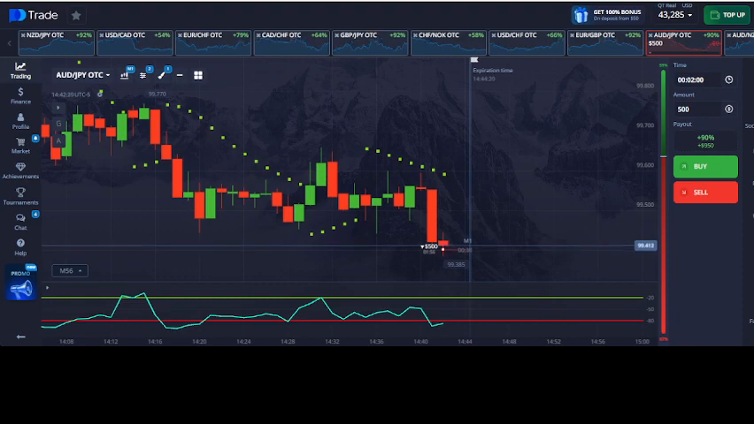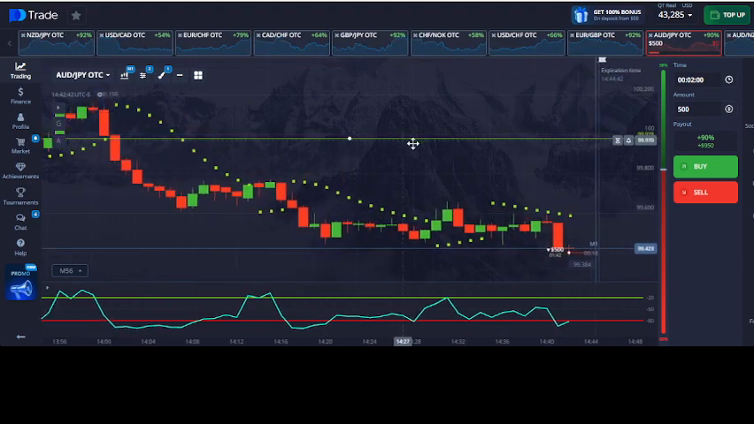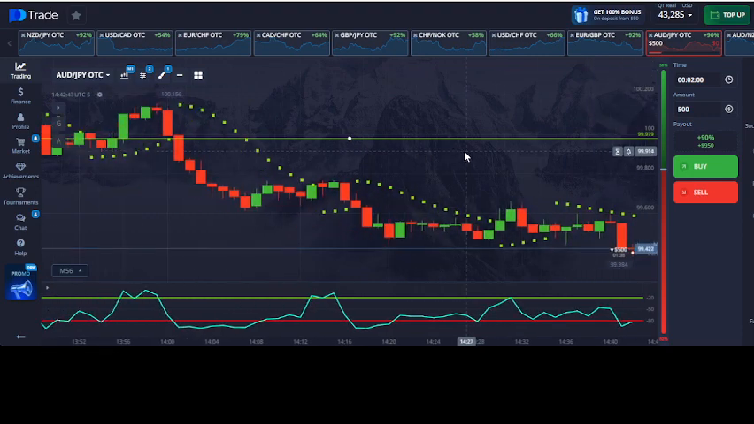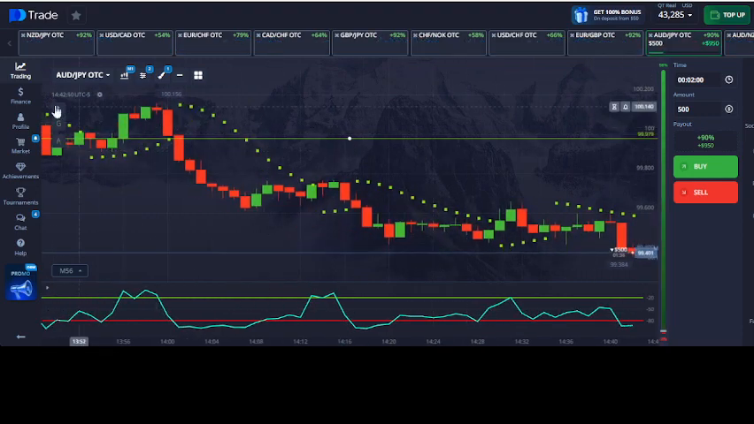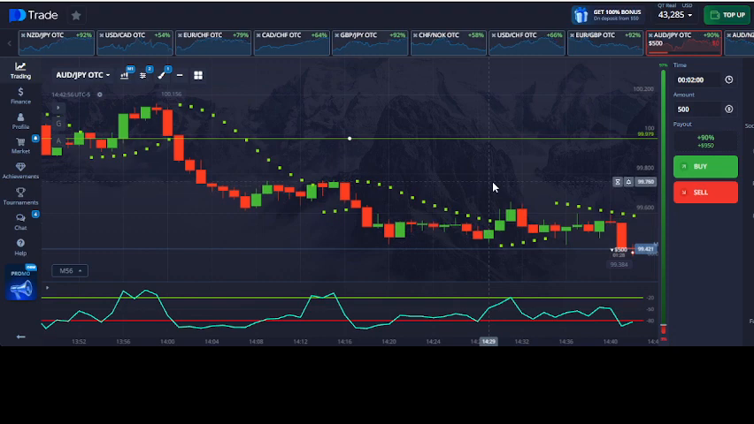Okay, so I'm on the Aussie dollar Japanese yen OTC pair here, and I just took a sell trade, a put trade to the downside for 2 minutes. And the reason why I took the trade is, first of all, like I mentioned in previous trades here, if you look at the price action on the currency pair, there's a general downward direction in the trend of the price here from top left to bottom right.